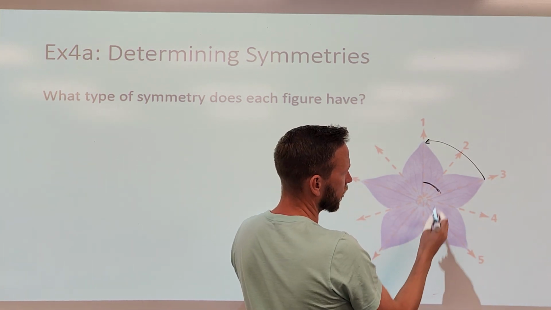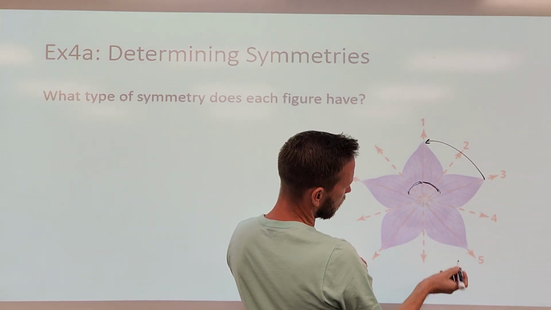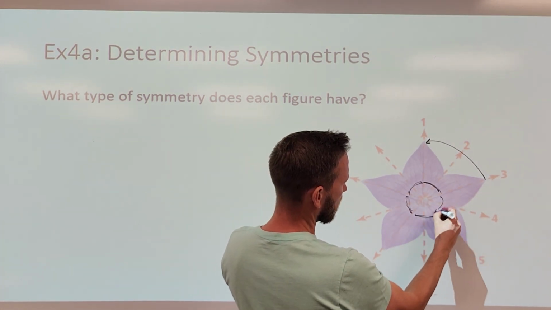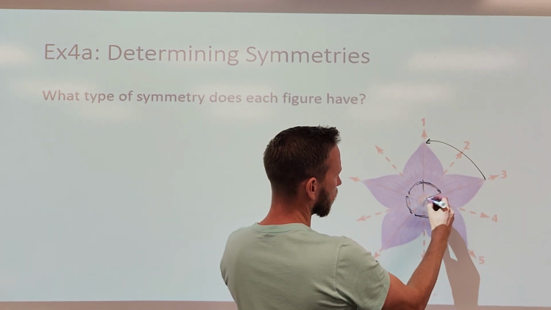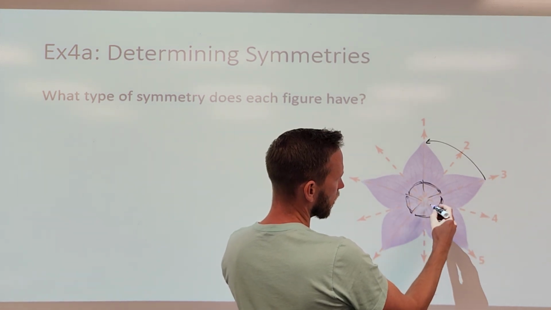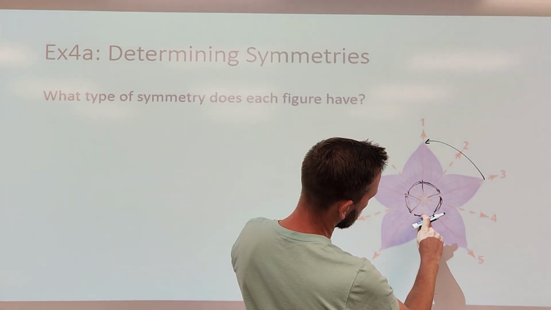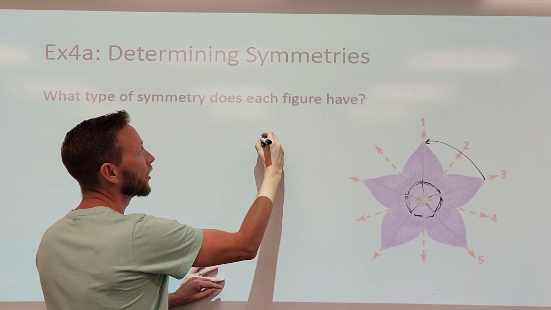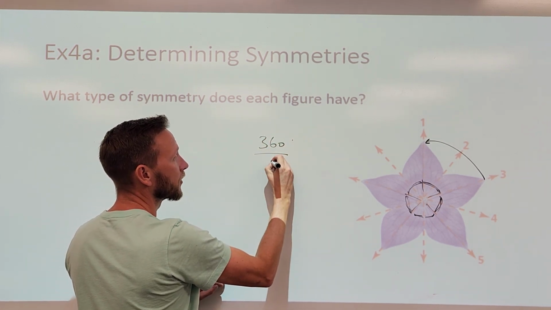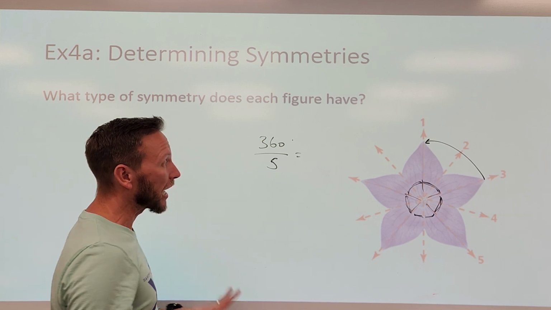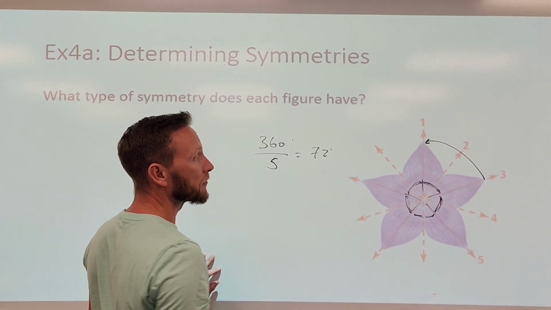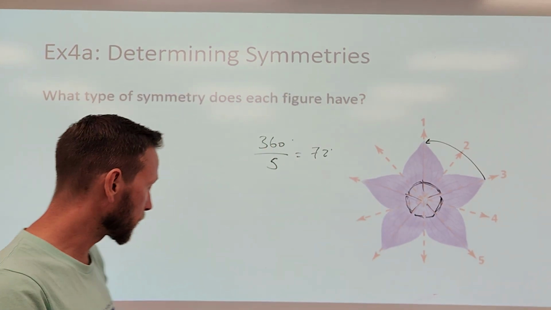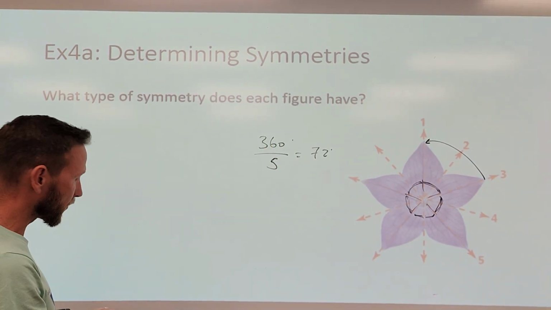Well, that angle is going to be the same as the measure of this angle, which is the same as that angle, and the same as that. So how many of these little arcs do I have? 1 slice of pizza, 2, 3, 4, 5. There are 5 slices of pizza there. So we're going to take our 360 degrees and divide that by 5 to find out that we have rotations every 72 degrees until we get back to 360.